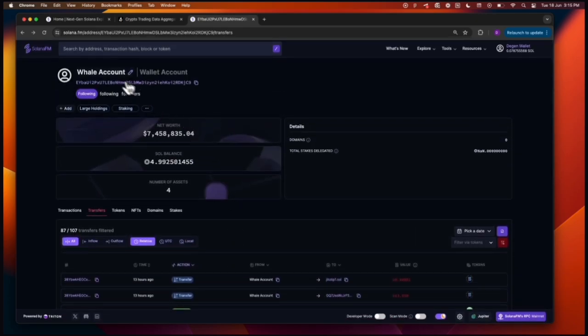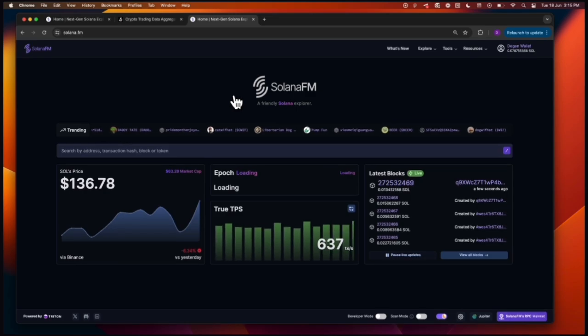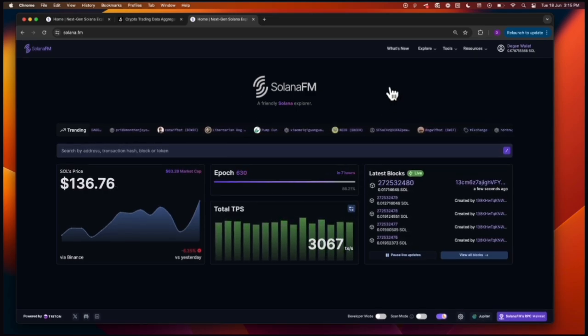Okay, I hope you enjoyed this quick rundown on how to just pull up some simple data of a large whale transaction with the SolanaFM Explorer and using some of its features.